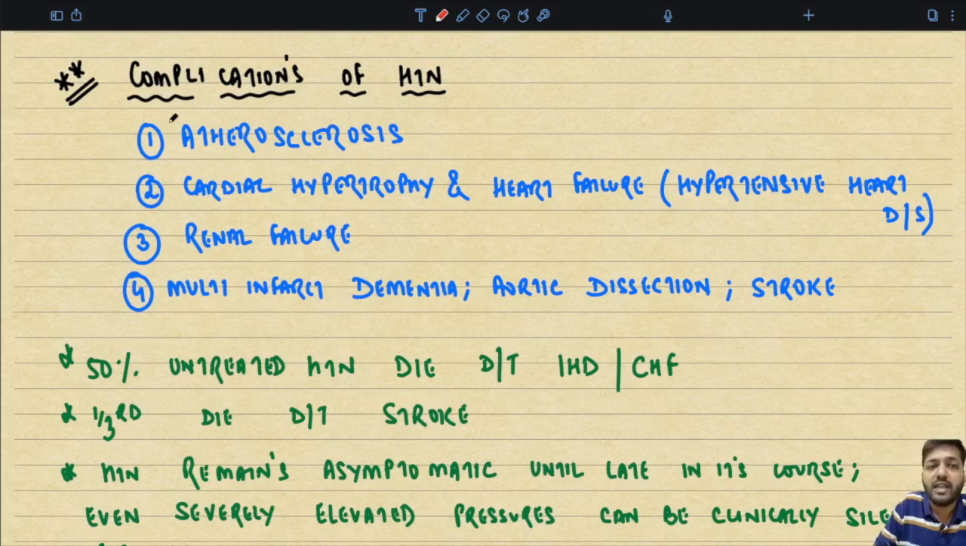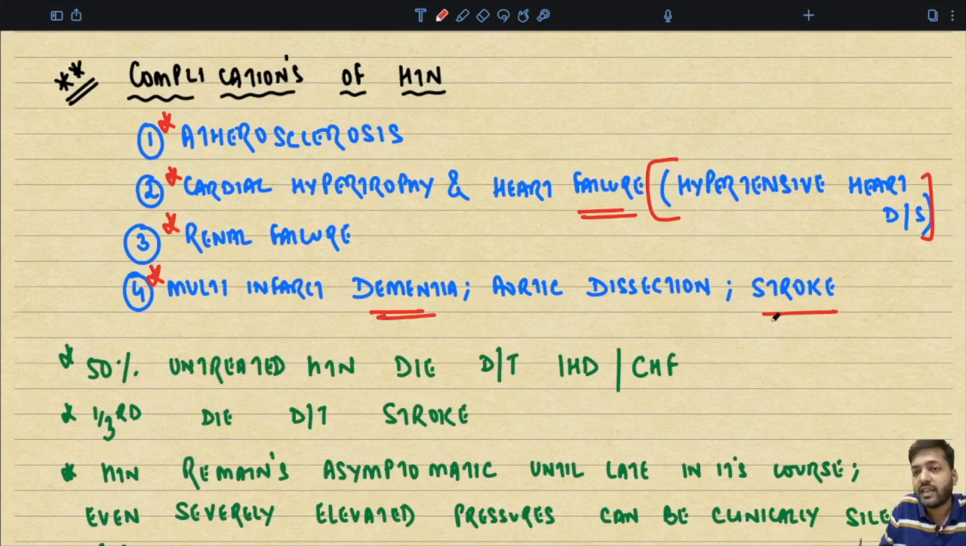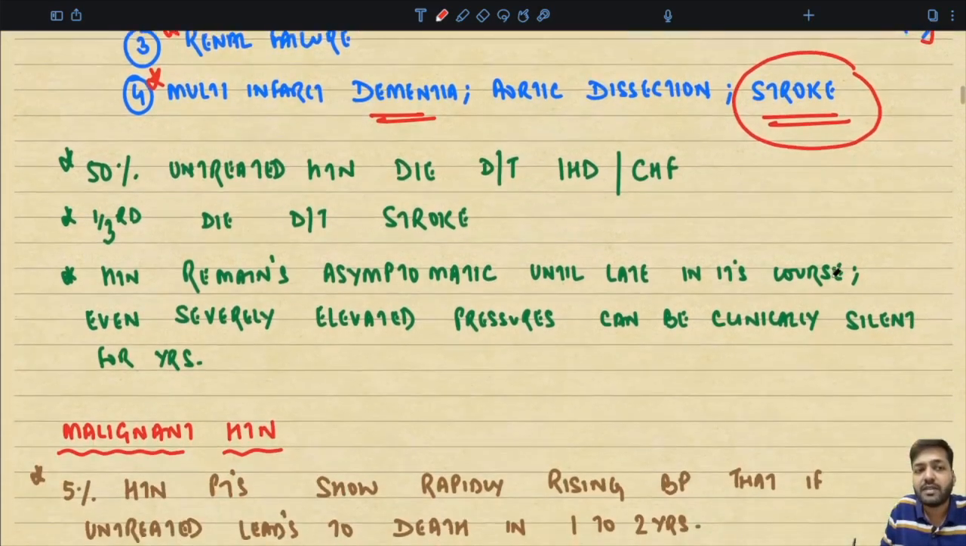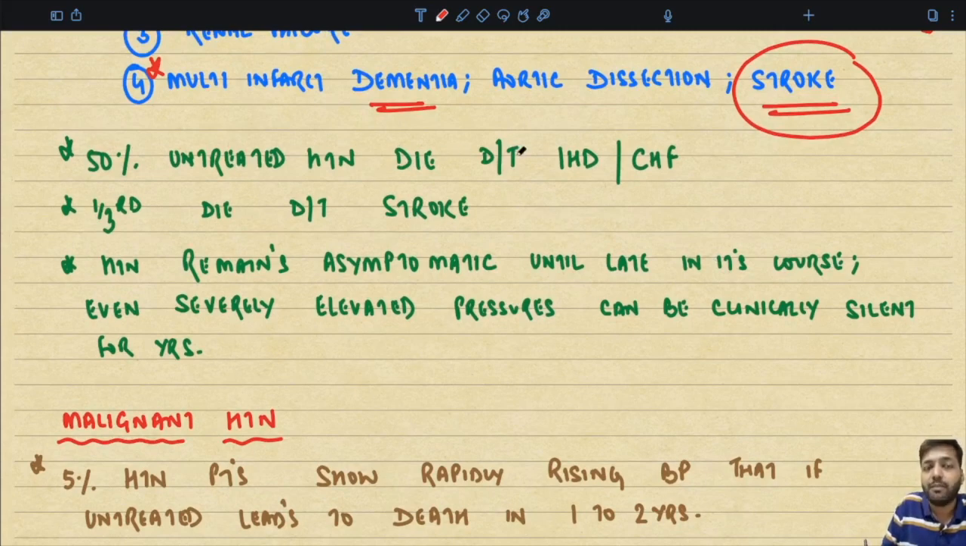Hypertension can lead to atherosclerosis, it can cause cardiac hypertrophy and can eventually lead to heart failure, which is called hypertensive heart disease. It can cause renal failure and ultimately can lead to multi-infarct dementia, aortic dissection, and can lead to cerebrovascular accidents like stroke. Now 50% of untreated hypertension patients will die due to either ischemic heart disease or congestive heart failure. Now, one third of untreated hypertensive patients die because of a stroke.